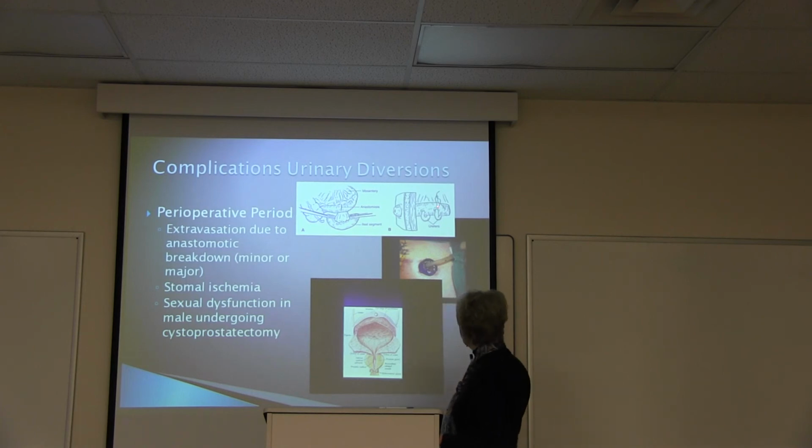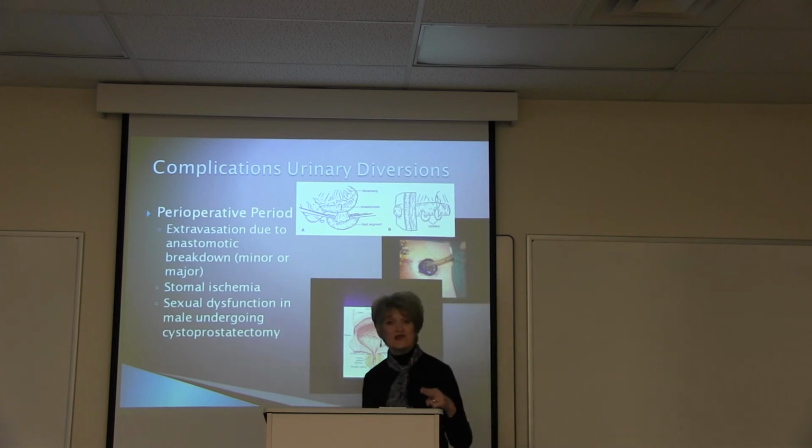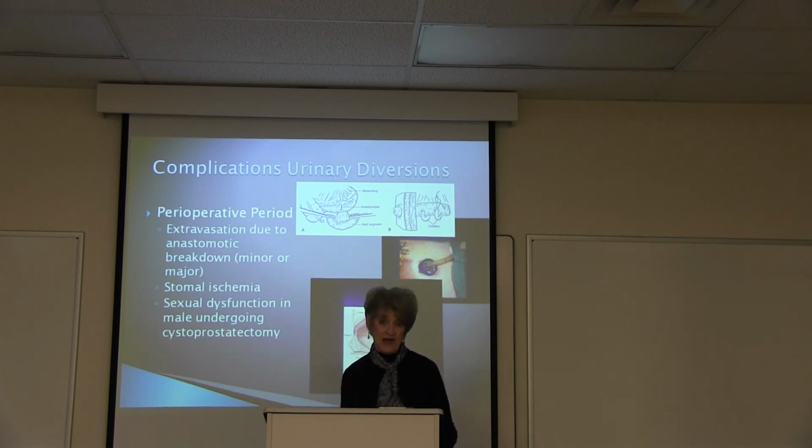Extravasation can occur. You can leak urine out into the abdominal cavity if you have breakdown of the anastomoses between the ureters and the ileum. So you see these little straight-on connections. Or if you have breakdown of the anastomosis closing the proximal end of the ileum. So any anastomotic breakdown permits urinary leakage out into the abdominal cavity.